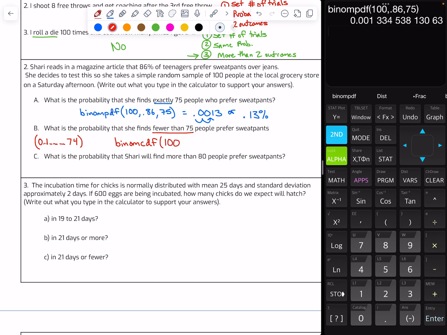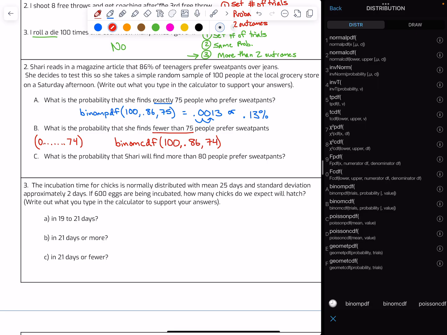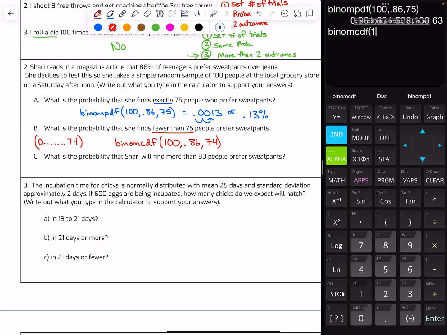I'm still going to ask 100, or Shari's going to ask 100 people, I should say. Their probability of liking sweatpants is 0.86. And then our last number, you have to think through, like I said, what you need that last number to be. In this case, it's 74 because we want fewer than 75. So that would mean it cuts off at 74. So let's type in second vars binom CDF 100, comma 0.86, comma 74.